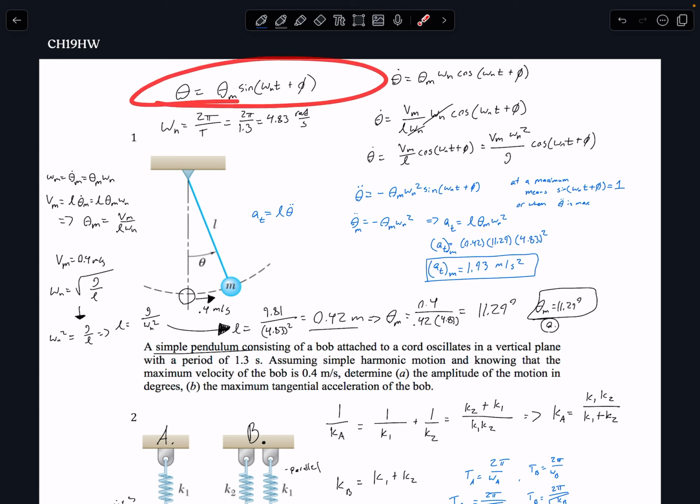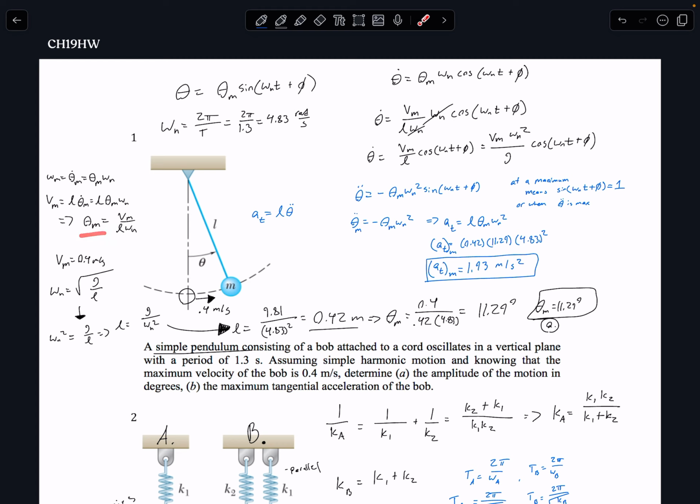We know that theta is equal to theta max times sine omega t plus this guy. Take the derivative of that, we get theta dot is equal to theta m times omega n cosine plus that. We know that our omega max is equal to theta dot max, which is equal to theta m times omega n, and now we know that our v max is equal to length times omega m, which is equal to our length times omega n times theta m.